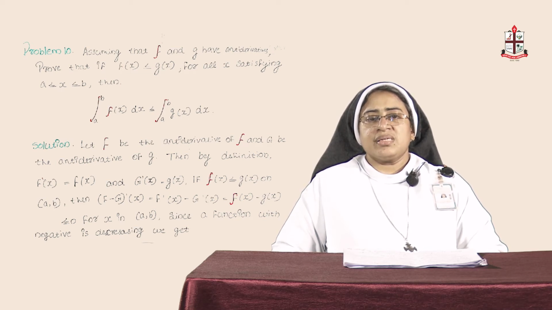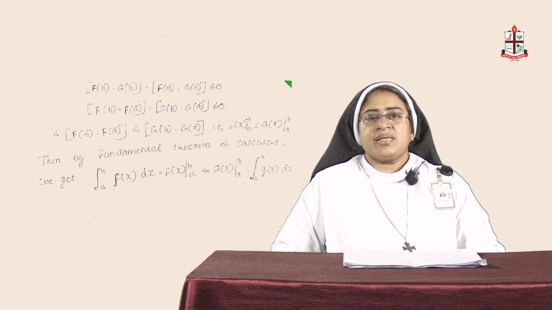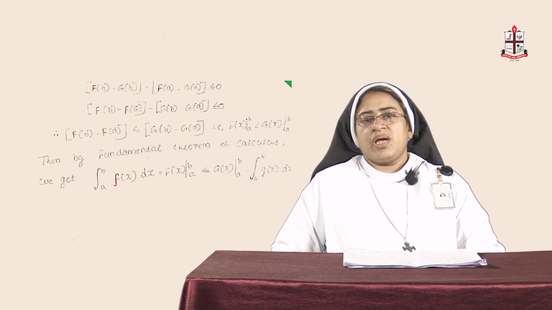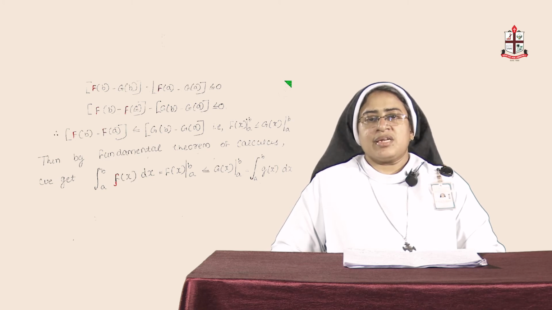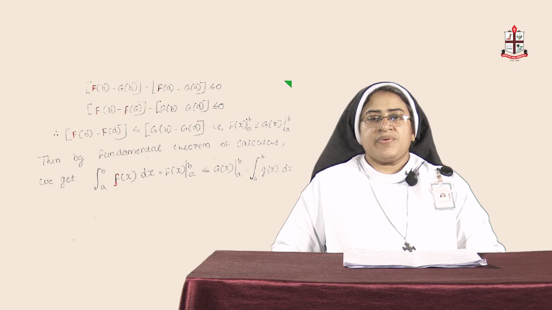Since a function with a negative derivative is decreasing, we can see that F(b) minus G(b) minus (F(a) minus G(a)) is always less than or equal to 0. That is, F(b) minus F(a) minus (G(b) minus G(a)) is always less than or equal to 0, which means F(b) minus F(a) is less than or equal to G(b) minus G(a). F(x) within the limits a to b is less than or equal to G(x) within the limits a to b.